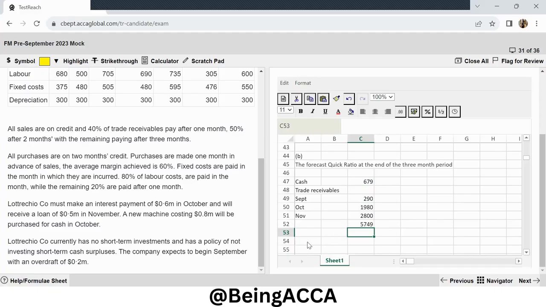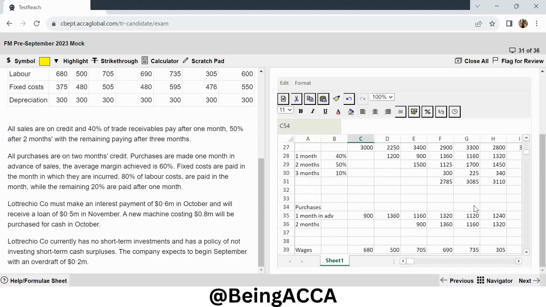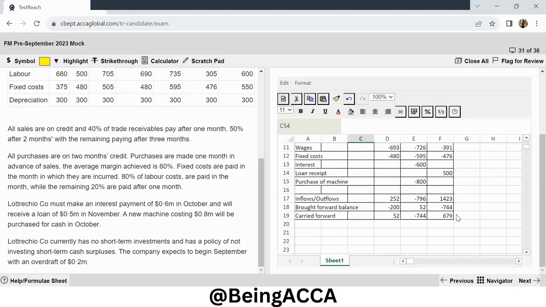And then I have my current liabilities. For current liabilities, I see an overdraft, which we had just taken in our calculations. The company expects to begin September with an overdraft. We did begin September with an overdraft, but we are not left with any overdraft. We are left with something surplus.